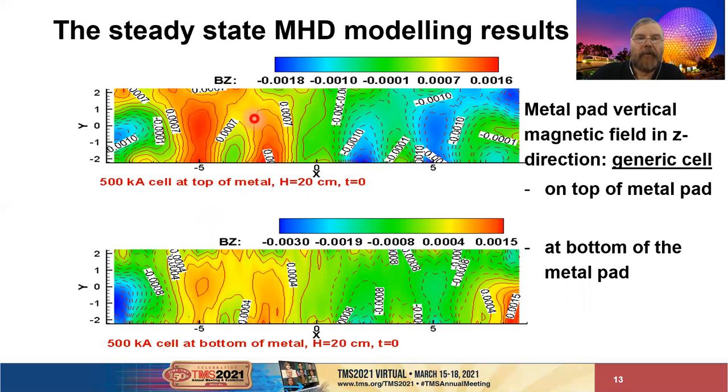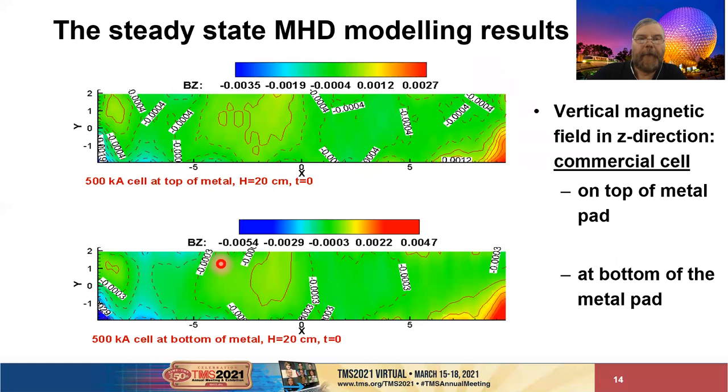The code is using both solutions. So for its flow calculation, the Lorentz force and everything, it is using both of those solutions. And then for the commercial cell, you have a more uniform BZ, again showing that more effort has been put into the design of the bus bar. But the same gradient, though the scale is different, shows it is more intense in the corner here at the surface of the cathode, or the bottom of the metal pad.